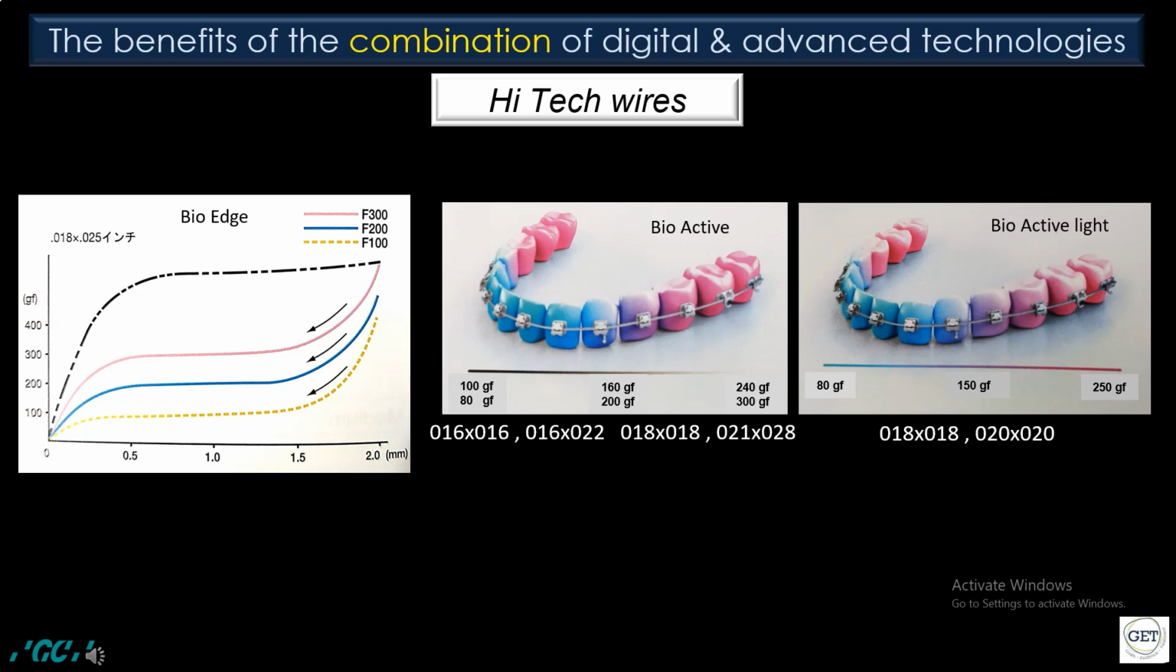The BioEdge is a thermal activated wire with constant low force. The BioEdge is offered with forces ranging from 100 to 300 grams, dispersed uniformly along the wire. Both the BioEdge and the bioactive wires exhibit high-range constant force, which makes them an excellent choice as the first wire to allow the multiple functions and the achievement of the multiple steps together.